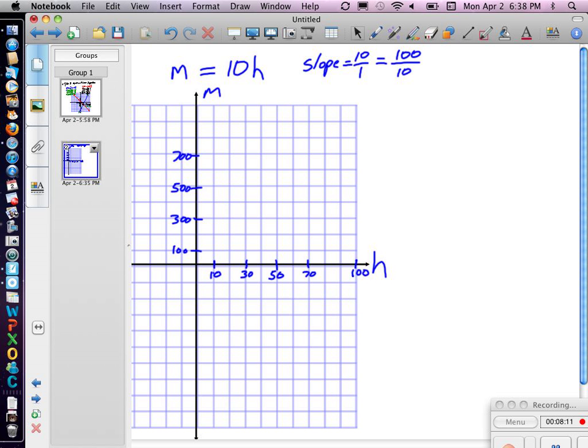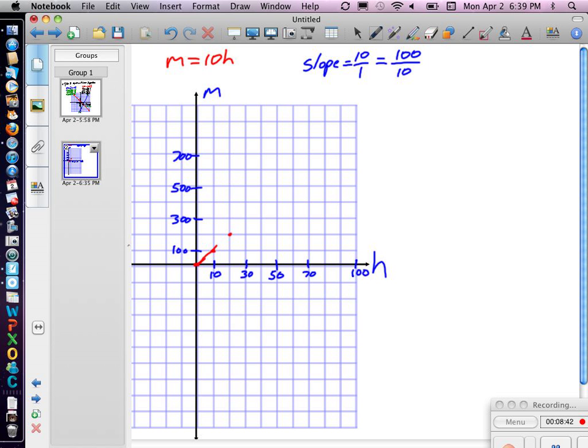Since I labeled everything on the graph blue, let's make this red, and we'll make our equation red. So money equals $10 times hours. So if we work 0 hours, we make 0 money. And if we work, so the slope, the rise is money. So if we make $100, we work for 10 hours, and so on. Or if we make $200, that means we worked for 20 hours.